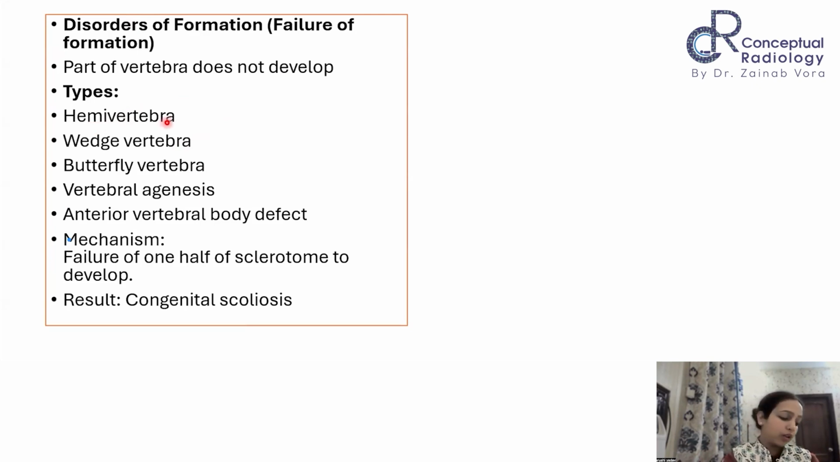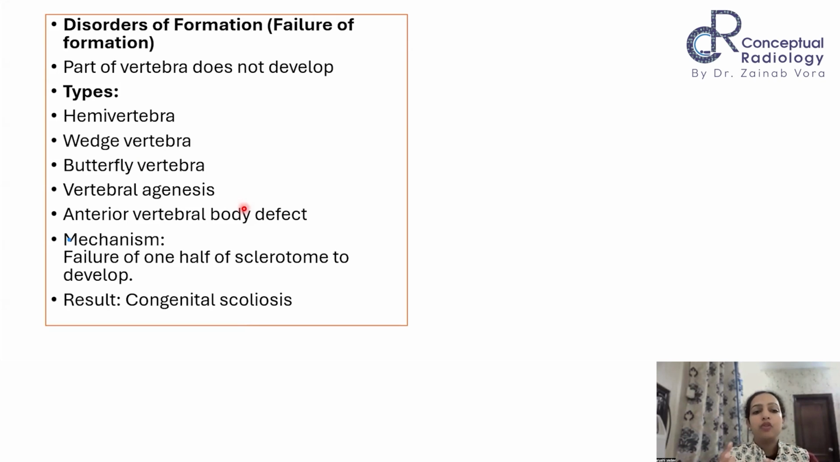Hemivertebrae, lack of formation of one half of the vertebrae. Wedge vertebrae, differential pattern of development of two parts of vertebrae. A butterfly vertebrae, we'll come back to that. Vertebral agenesis, that is complete absence of that vertebrae. An anterior or a ventral defect, a dorsal defect, maybe lateral defects of the vertebrae.